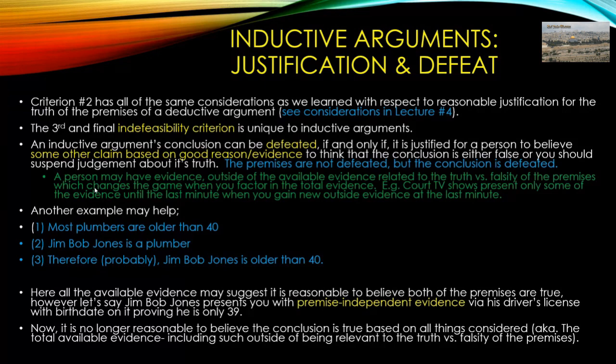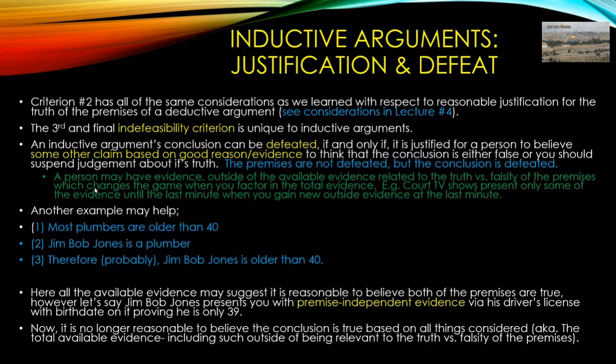Premise two, Jim Bob Jones is a plumber. Conclusion, therefore, probably Jim Bob Jones is older than 40. And let's say we do a statistical analysis, we get all the available relevant evidence, and it's reasonably justified to believe these two premises.